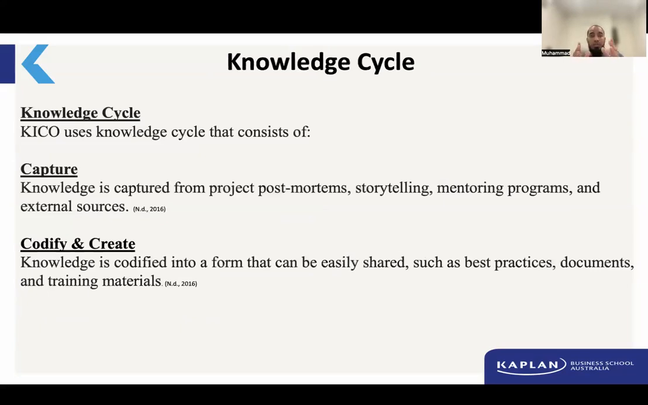Now coming to the knowledge cycle. Kaplan International Consulting Organization uses a knowledge cycle that consists of capture. The knowledge is captured from project postmortems, storytelling, mentoring programs, and external sources. Then there is codify and create. The knowledge is codified into a form that can be easily shared, such as best practices, documents, and training materials.